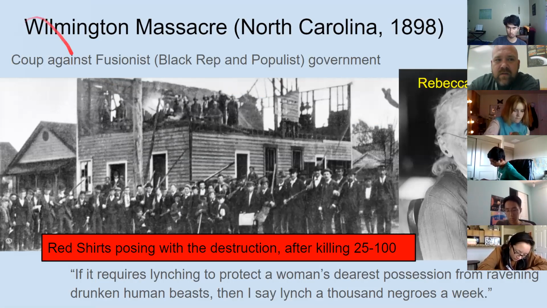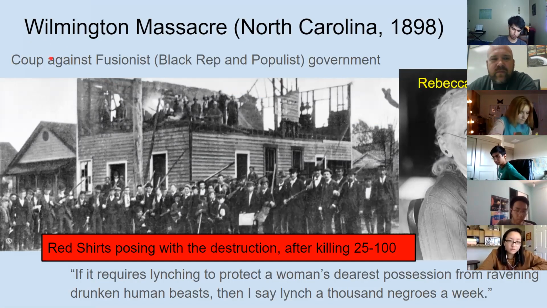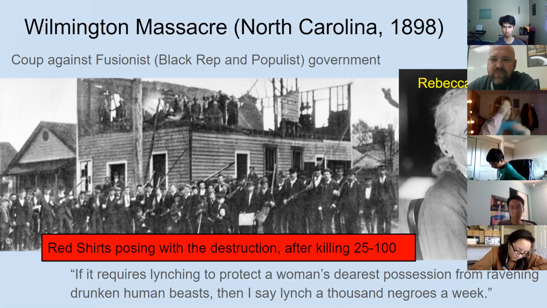E. Big number E, the Wilmington Massacre, North Carolina, 1898. The Wilmington Massacre, North Carolina, 1898. You're going to see a theme here. This is happening during an election year. Elections produce a lot of massacres.